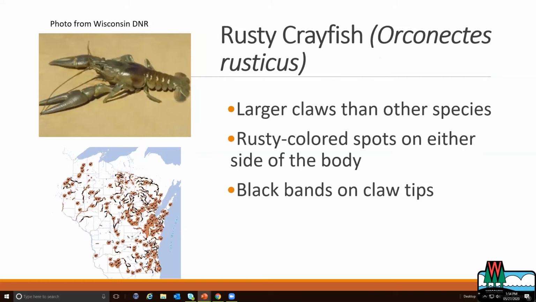The next species is very well distributed across the state, and I think that most folks are probably familiar with it. And that's the rusty crayfish, really distinguished by those red rusty spots on the sides of its body, and also by the black bands on the tips of the claws, but mostly through those rusty colored patches that give the rusty crayfish its namesake.